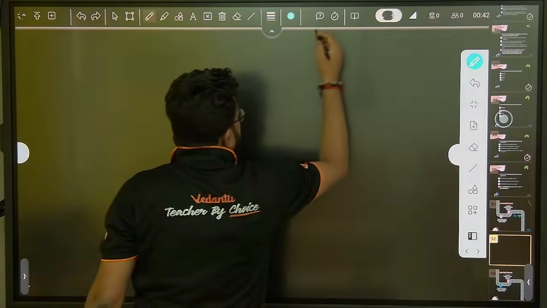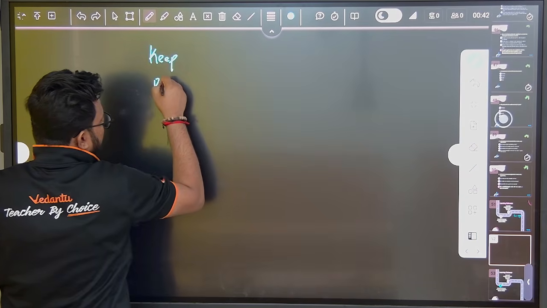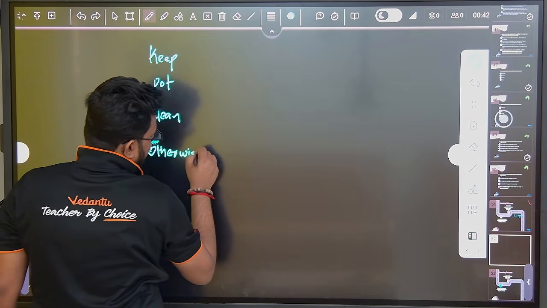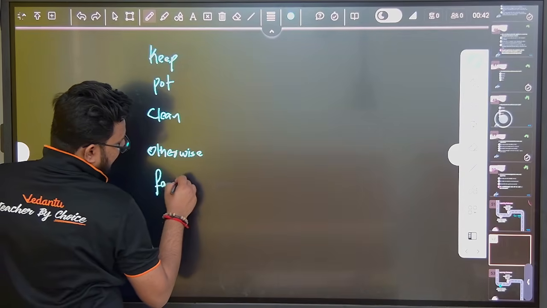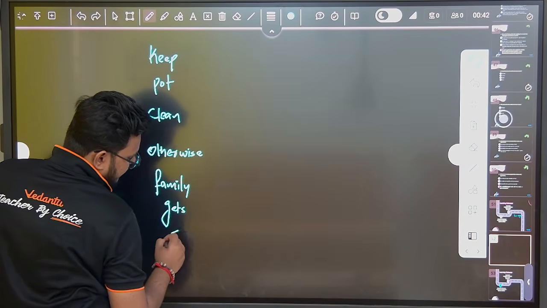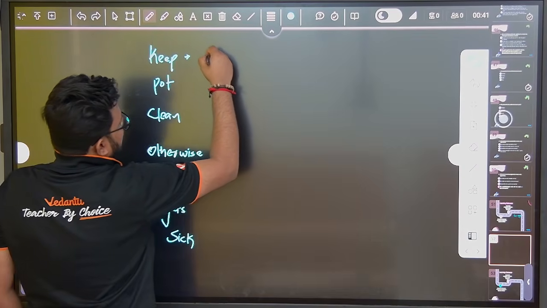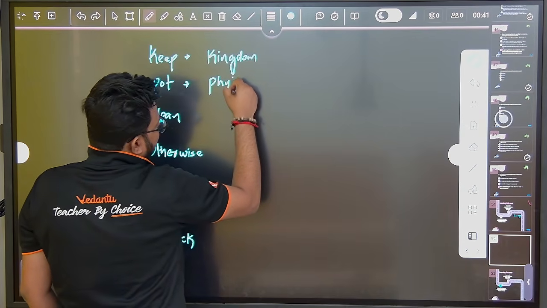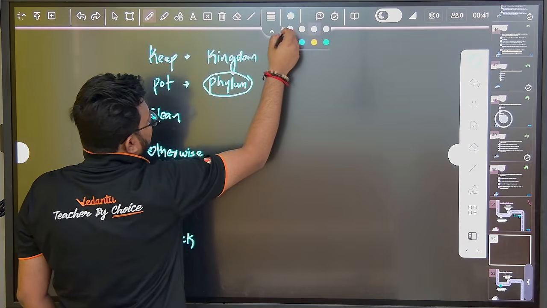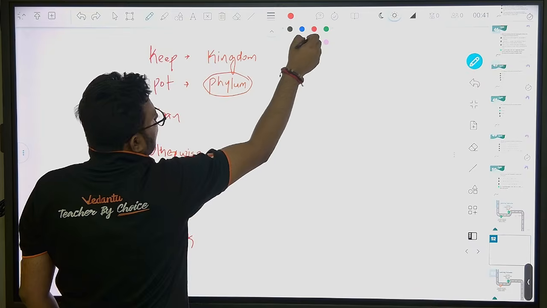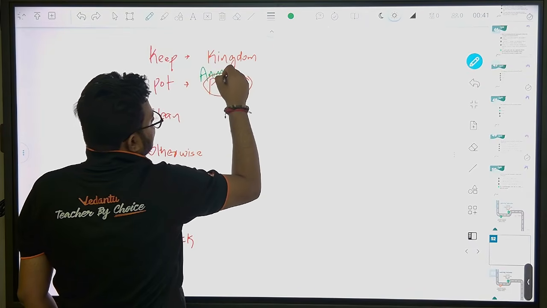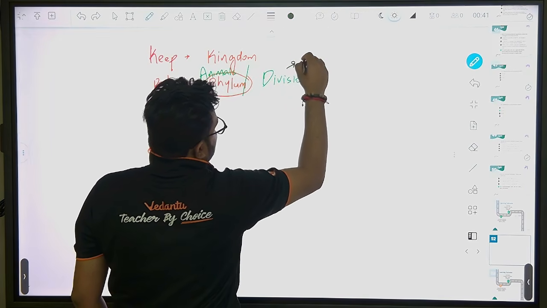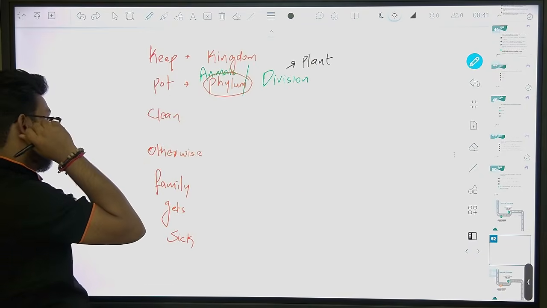A simple trick: keep pot clean, otherwise family gets sick. Keep means Kingdom. Pot means phylum. Phylum we use in the case of animals. In the case of plants, we have division, so in plants we use the term division.